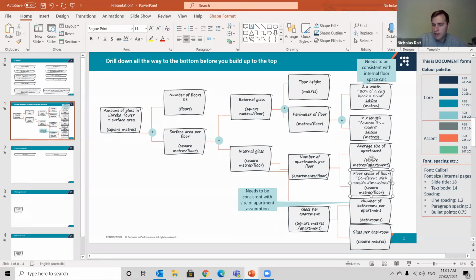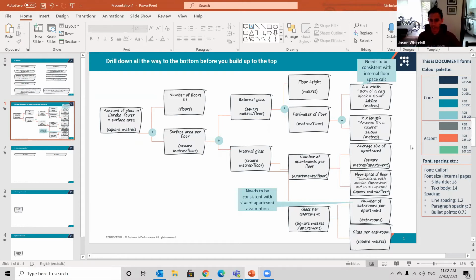Yep. So I'm going to reduce the size on this one. So we've got 80 times 80 equals what, 6,400? Yep. Cool. Meters squared. Okay, cool. And what's the next input we want to put in? Just the average size of the apartment.